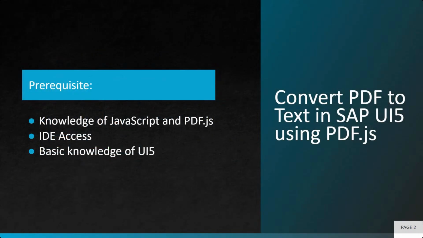And in this particular video, we'll learn how to convert a PDF into text in SAP UI5 using a library called PDF.js. Remember, we are not going to convert any scanned PDF. It is the text-based PDF. There is a PDF that you can create using a Word file, right? Those type of PDFs only.